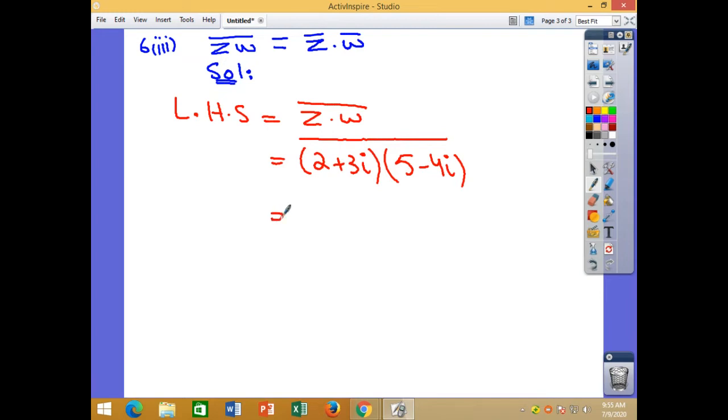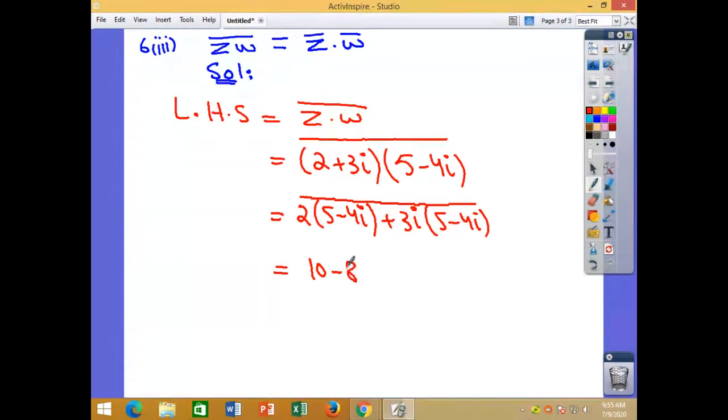Now, multiplying these terms, we have 2 into 5 minus 4 iota plus 3 iota into 5 minus 4 iota. And there is a conjugate on the whole term. Now multiply 2 with 5, it becomes 10, 2 with 4 iota, it becomes minus 8 iota, then 15 iota, and minus 12 iota square. Now after simplification, we get 10 plus 7 iota, because 15 iota minus 8 iota.